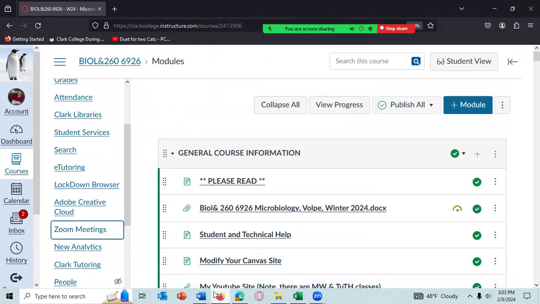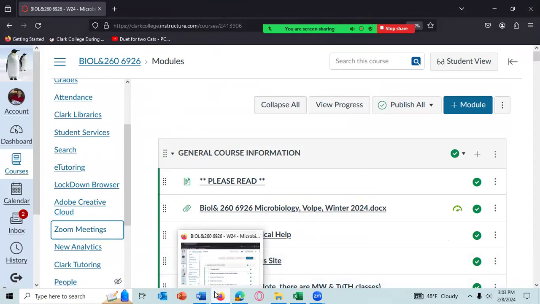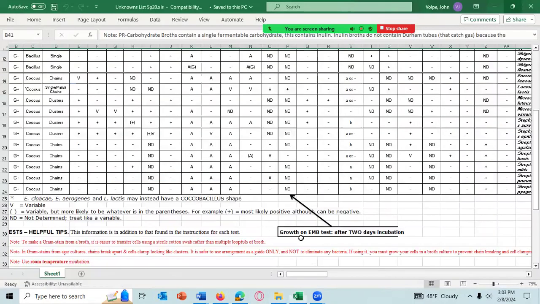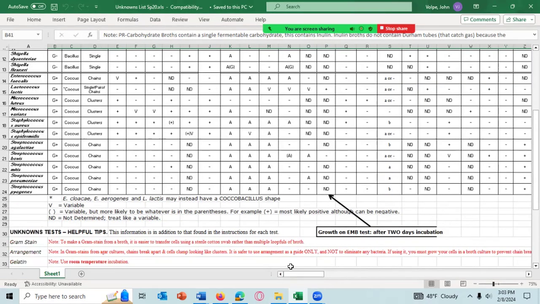All right, before we begin, there's two things I need to tell you guys about the unknown project. The first is how to read the table. I'm not sure I mentioned what the different symbols mean on this unknown list table. The name of this file is unknown list sp20.xls. This is the unknown list of the unknown species. I'm not sure I informed you guys how to read the table, so let me do that now. Let me blow that up a little.